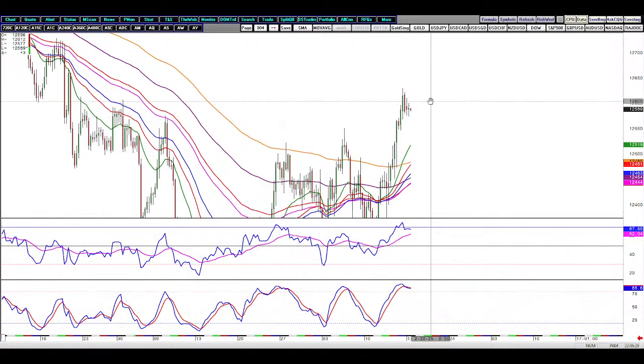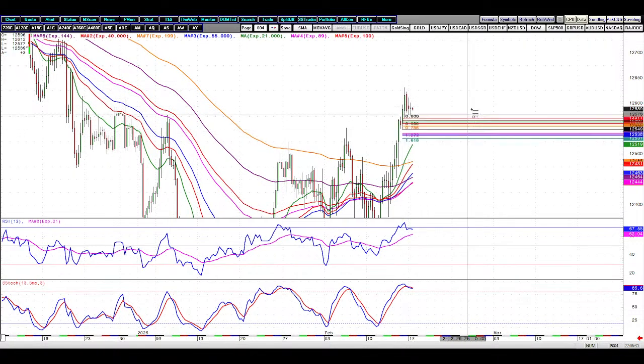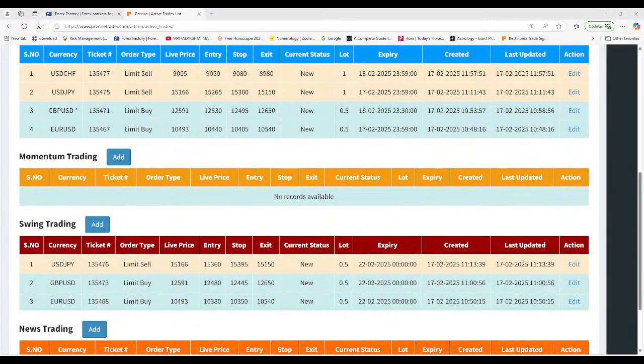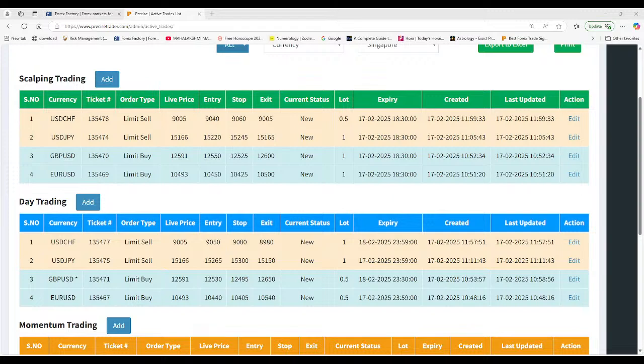So this should be our hourly trading, and day trading should be trying to buy near 125.30 and try to exit before 126.30 or higher. Then of course the weekly is somewhere try to buy at 124.80 and try to exit before these levels. Okay, so with that I think we look into the signals.